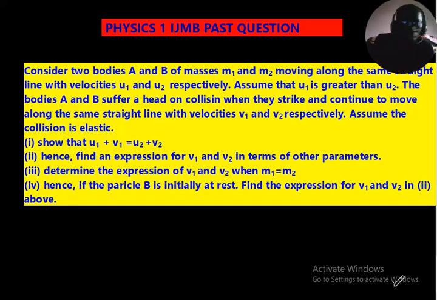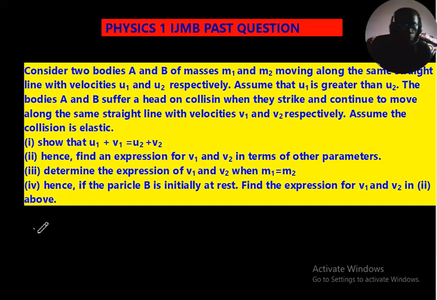Show that u1 plus v1 equals u2 plus v2. That is the first question. Hence, find an expression for v1 and v2 in terms of other parameters. Three, determine the expression of v1 and v2 when m1 equals m2. Hence, if the particle is initially at rest, find the expression for v1 and v2 in 2 above.